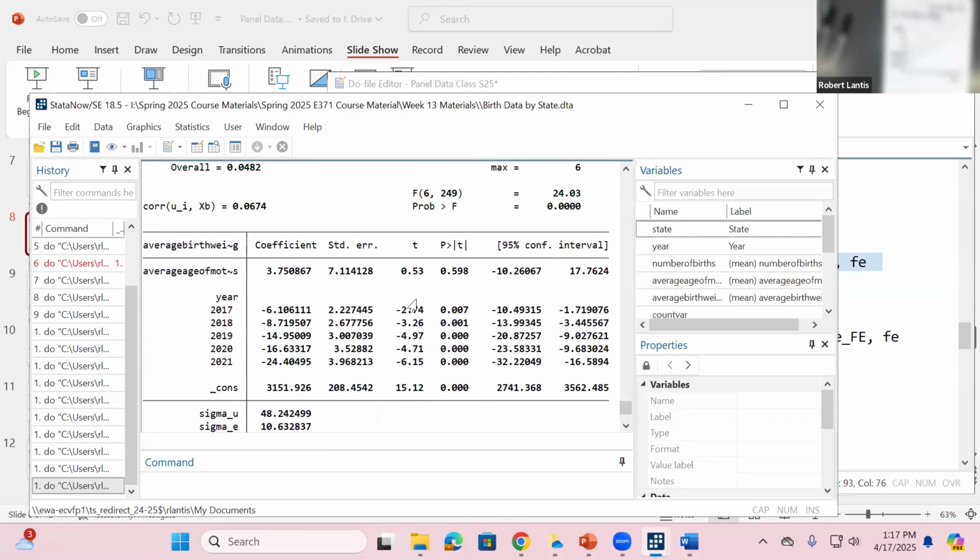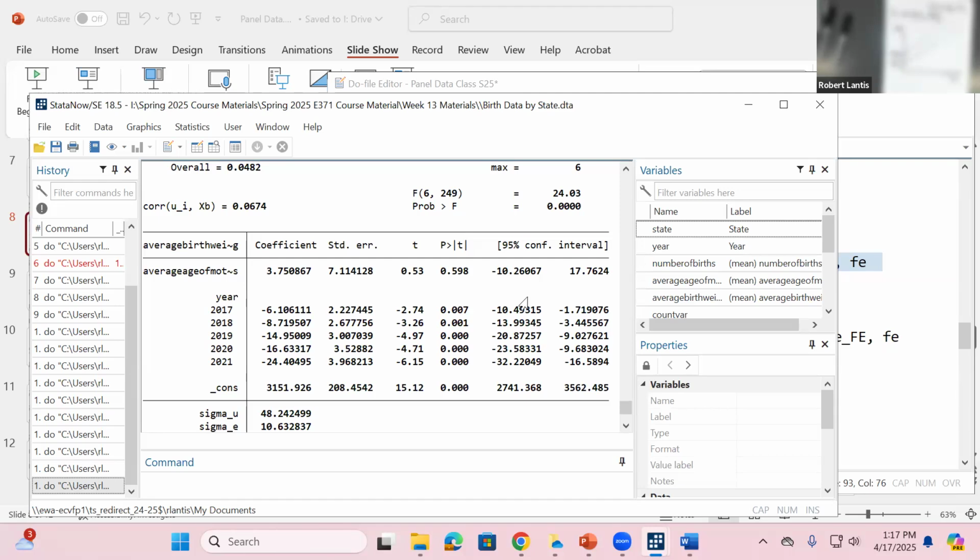There we go. Now it's including state and time fixed effects. Notice now I don't get 18.2 or that negative 33. I'm getting a completely different coefficient. In fact, once I control for the state and once I control for the year, what does the relationship between the average mother's years of age and the average birth weight actually look like? I can't say that it's statistically any different from 0. The p-value is like 0.6 here. I can't reject at any levels.